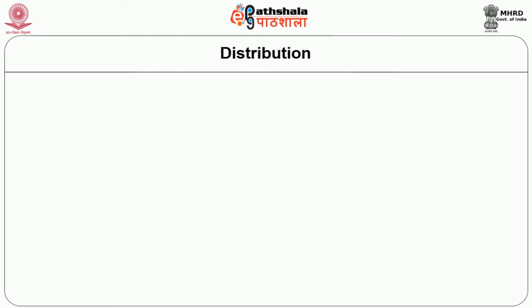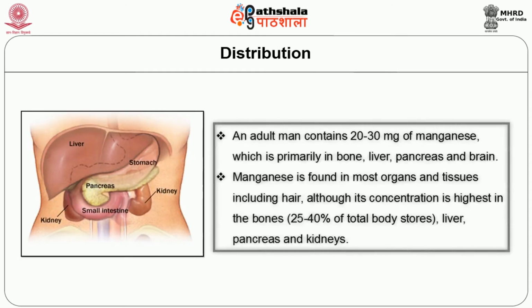Let us understand the distribution in the human body. An adult man contains 20 to 30 milligram of manganese, which is primarily in bone, liver, pancreas and brain. Manganese is found in most organs and tissues including hair, although its concentration is highest in the bones, that is 25 to 40% of the total body stores, and in the liver, pancreas and kidneys.